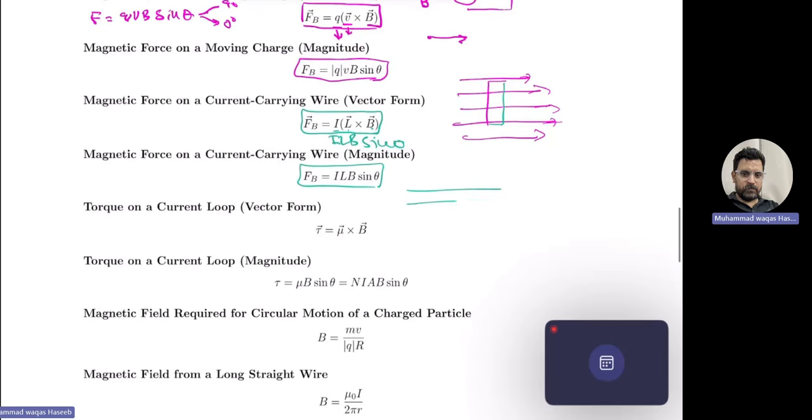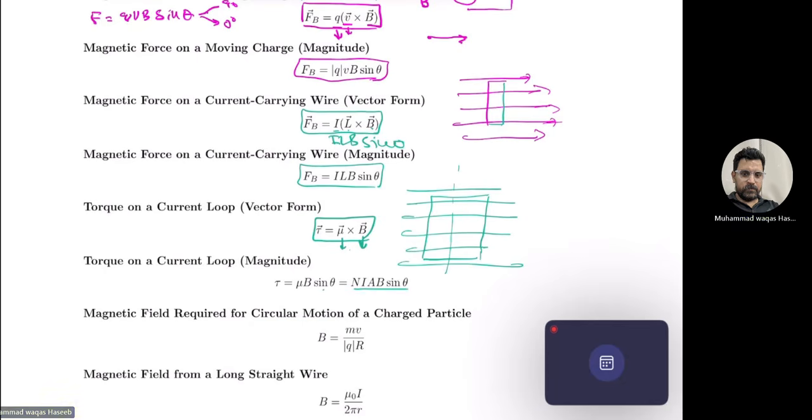If you place a loop in a magnetic field, this loop is tilted due to the force on the loop. It produces a torque which is related to this. This is the magnetic moment and this is B. So the torque is mu B sine theta, and mu is NIA. So this is the torque when you place a loop in a magnetic field.